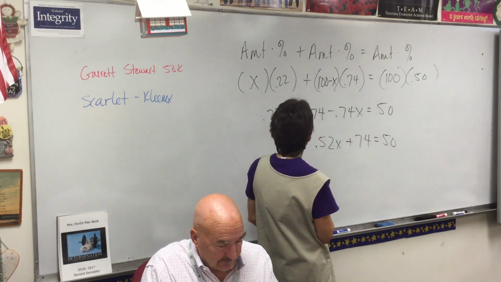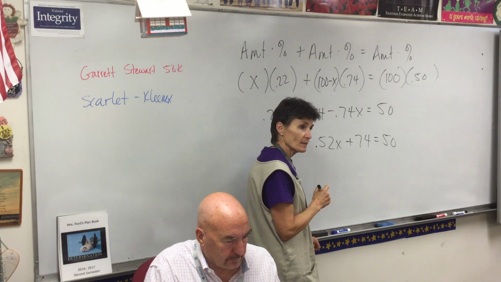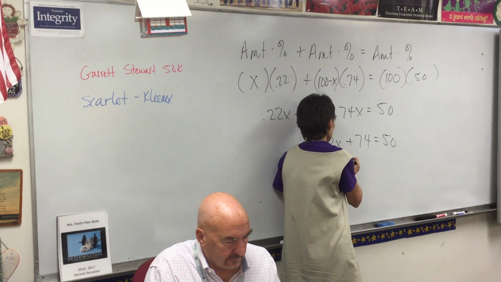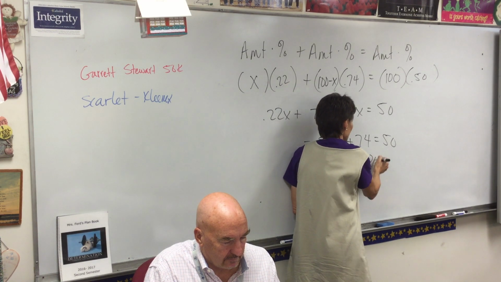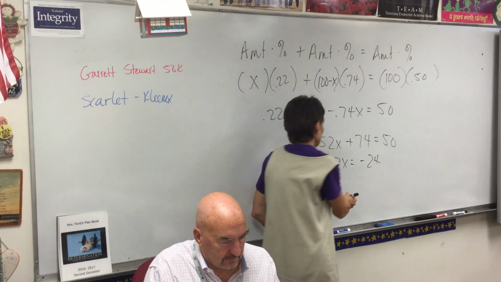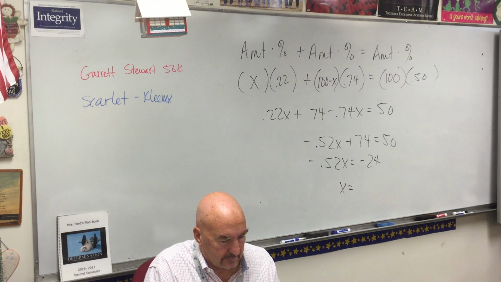Did I do that right in my head? I think so. Now what, Ashley? Move this one. Yep. I'm going to subtract that over to the other side, so that'll be negative 24, and then divide. So I'm going to use my calculator to divide. The negatives will cancel. 46.